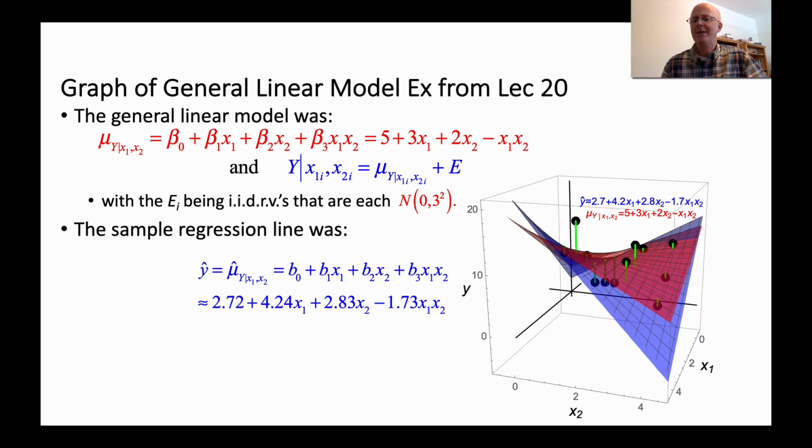And the red curved surface is the graph of mu. The blue curved surface is the graph of y hat. And you can see the blue graph is supposed to be approximating the red graph. The green vertical lines are from the points to the blue graph. Those are the residuals. When they are above the blue graph, you get a positive residual. When it's below the blue graph, you get a negative residual. But the point I wanted to make here is this is a nonlinear equation in x1 and x2, so you should not get a plane.